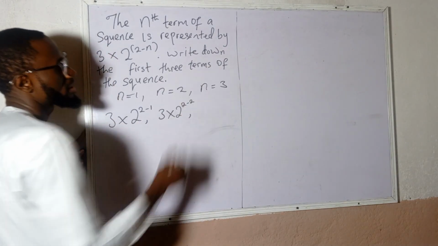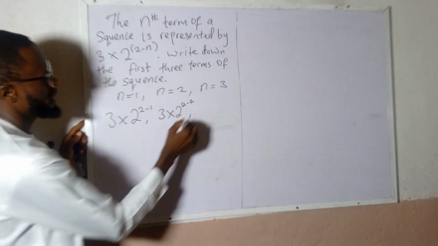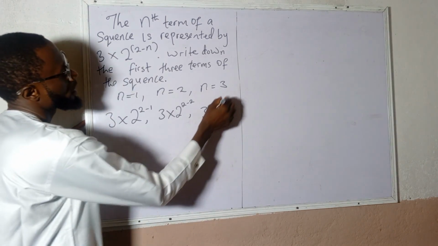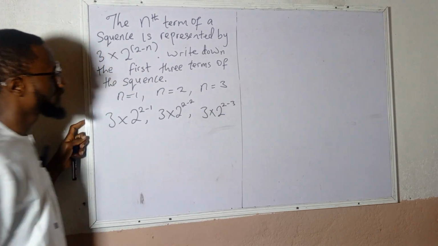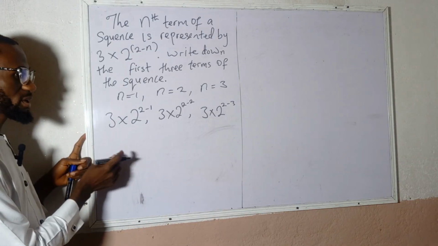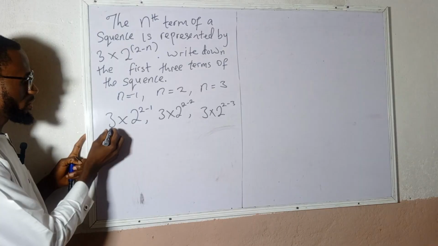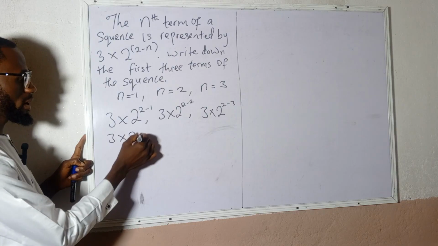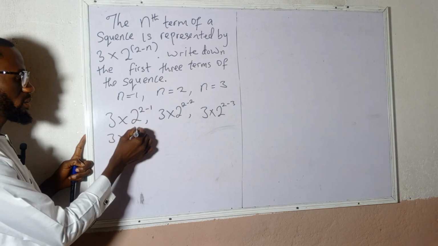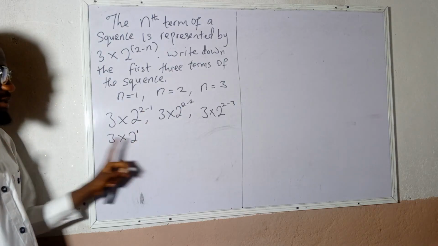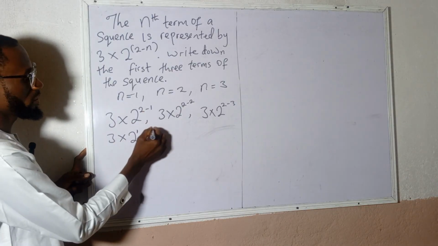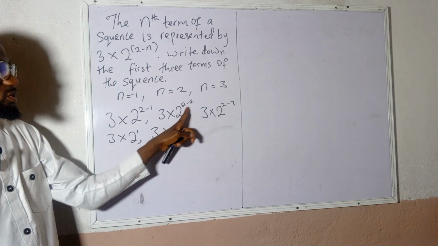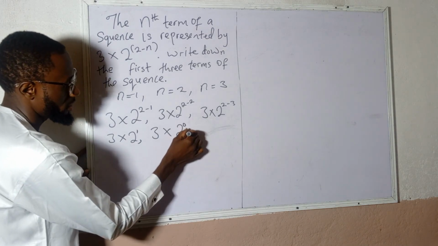When n is equal to 3, let's then test. We have 3 times 2 raised to the power 2 minus 3. Then we are going to multiply this. We are going to have 3 times 2 raised to the power 2 minus 1. We have 2 raised to the power 1, since 2 minus 1 is 1. Comma. We have 3 times 2 raised to the power 0, since 2 minus 2 here is 0, comma.